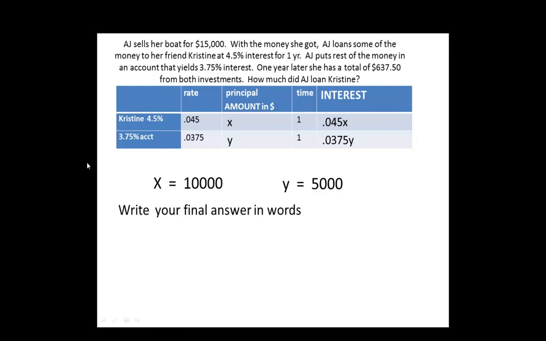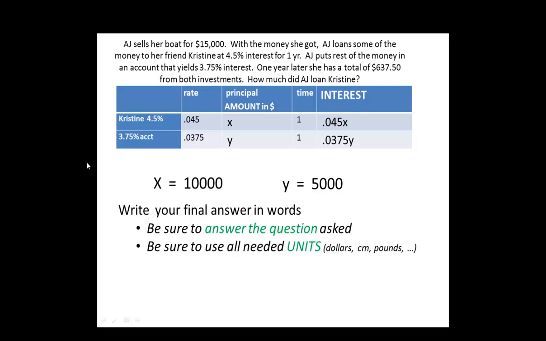And now we have to write the final answer in words. And there's a couple things about your answer here, especially because this is a word problem. We want to make sure that we're answering the question asked, and we want to be sure to use all of the units. So we want to answer the question. Where is the question? Here it is. How much did AJ loan Christine? So we're looking at the table to see, well, that would be x. In that case, that would be $10,000.